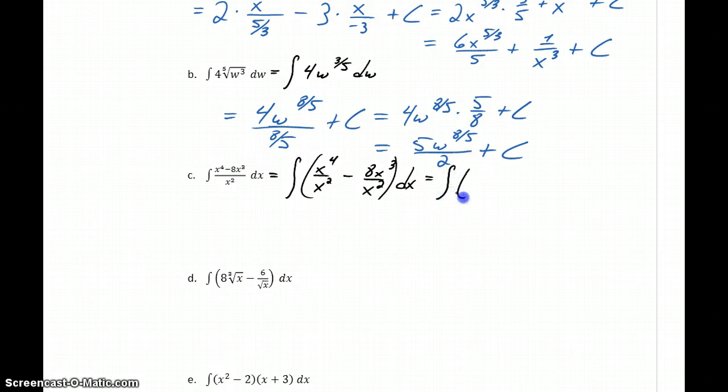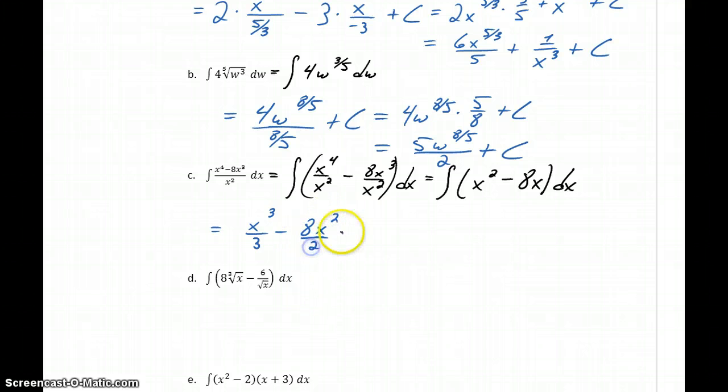So we can reduce a little bit here. x to the 4th over x squared gives us x squared minus 8x dx. So we started off with a rather complicated problem. By rewriting it, simplifying, now we're just integrating two relatively simple functions. So we'll get x cubed over 3 minus 8x squared over 2 plus some constant c, or x cubed over 3 minus 4x squared plus c.